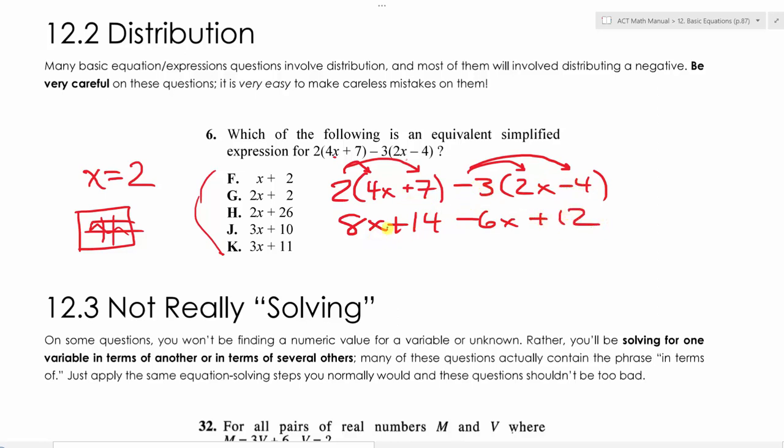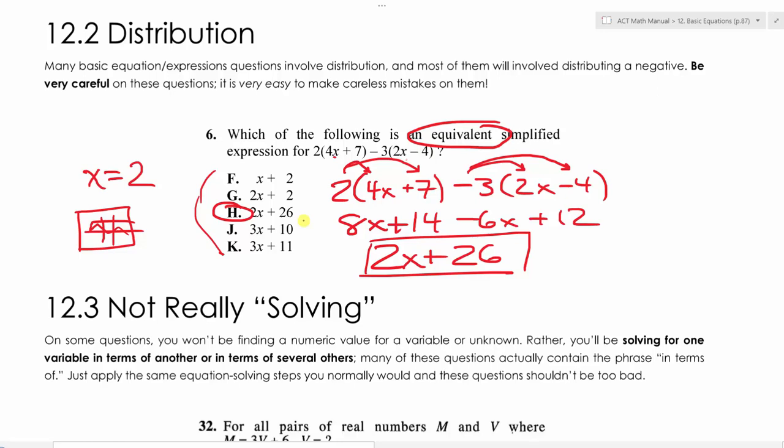And now I can start combining like terms. The 8x and the 6x are like terms. I just subtract the coefficients, I get 2x. The constants, the 14 and the 12, are like terms. I add those together and I get 26. So my final answer should be 2x plus 26. They were asking me for an equivalence, and that is what I found. So my answer is H.